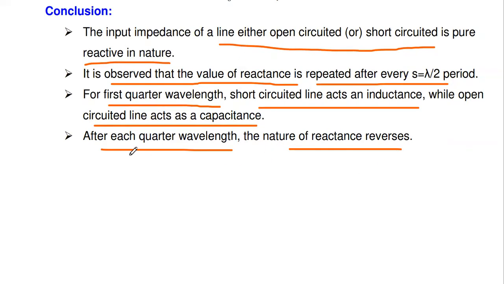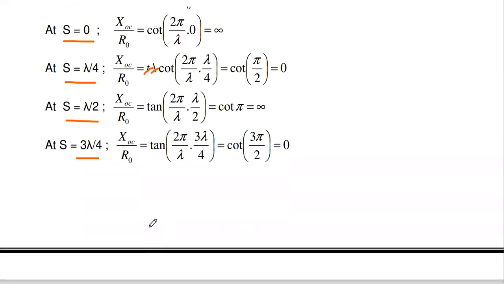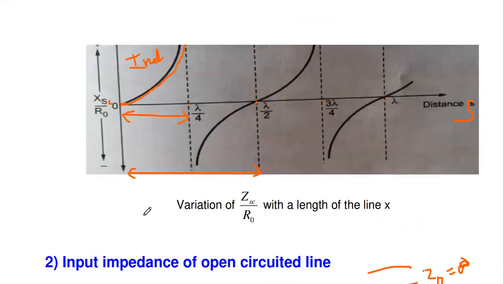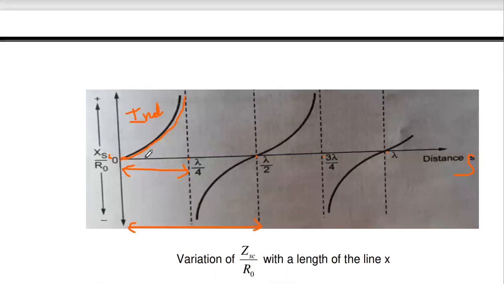Okay, so these are all the points you should remember from the input impedance of open circuited line and short circuited line. If the short circuited transmission line has length less than lambda by 4, it behaves as an inductor. If the length is above lambda by 4 and less than lambda by 2, it behaves as a capacitor. If the length S is equal to lambda by 2, it behaves as a resistor, since the reactance value reaches 0.